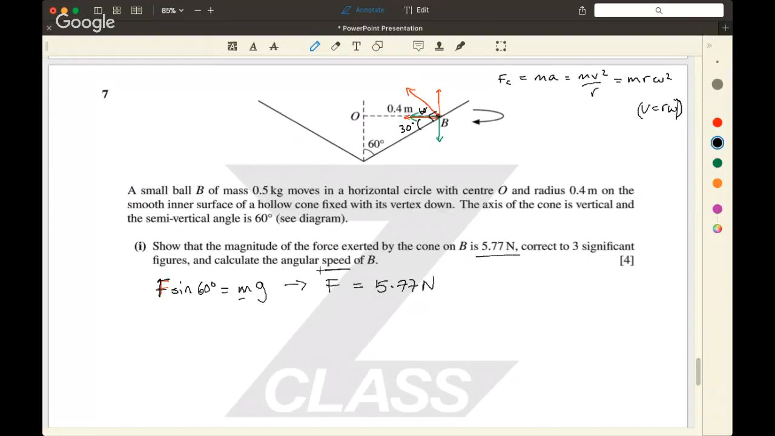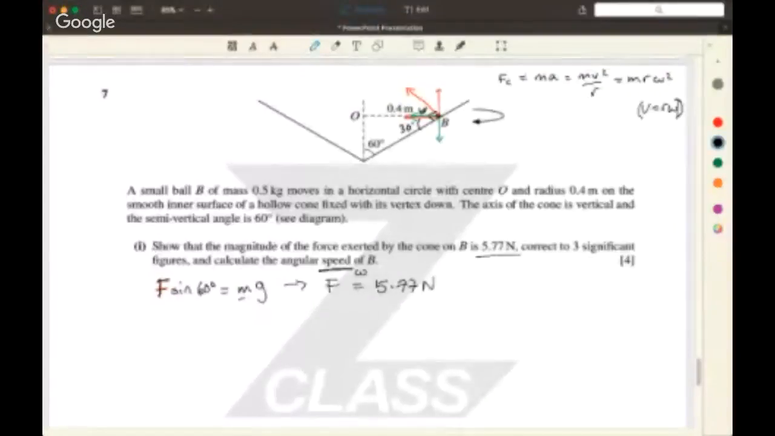And now they want us to calculate the angular speeds. The angular speed, by that they mean omega. Speed means v, but angular speed means omega, so that's in like radians per second.